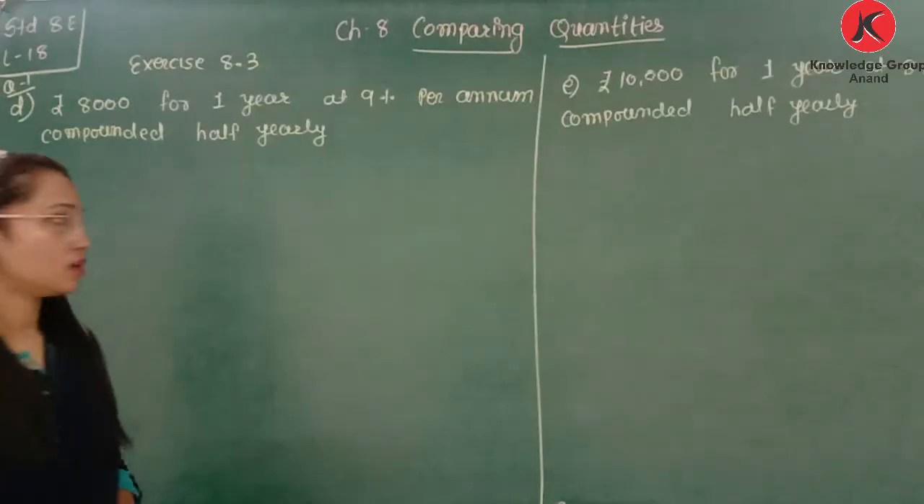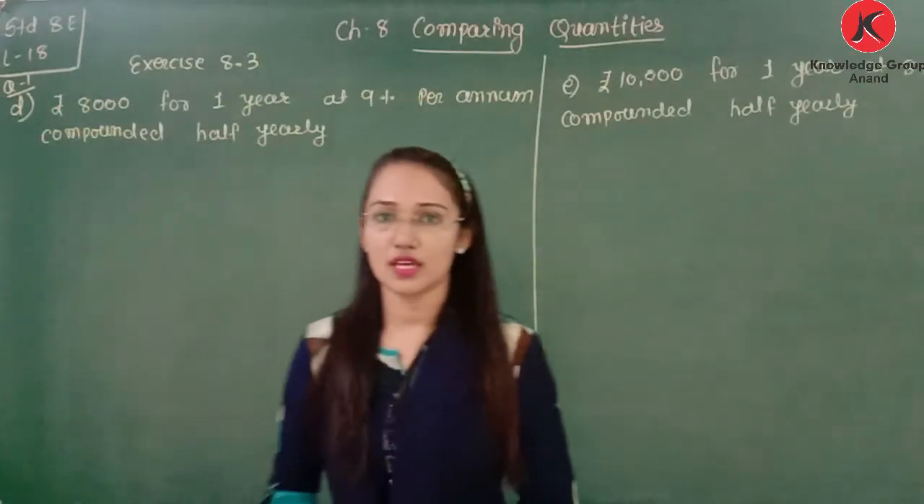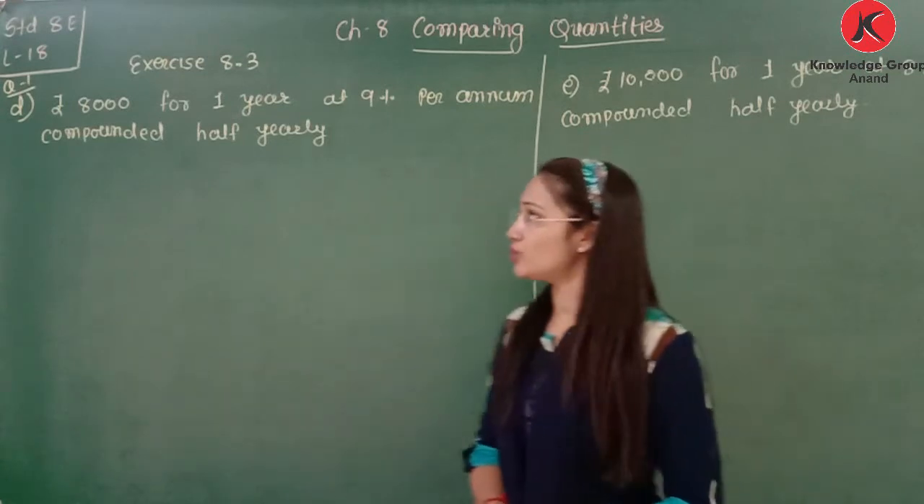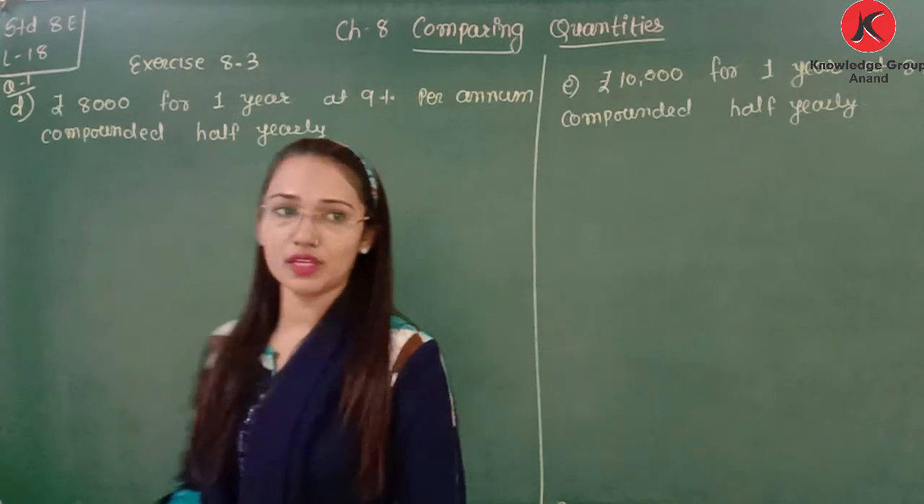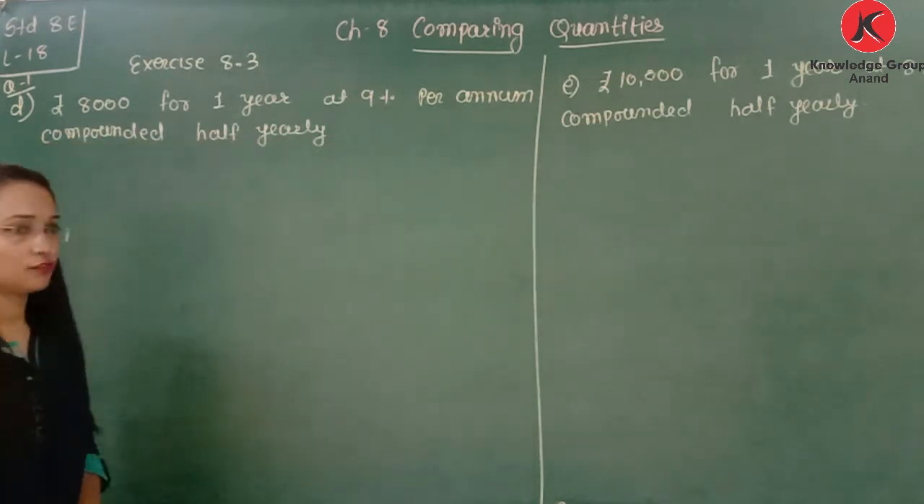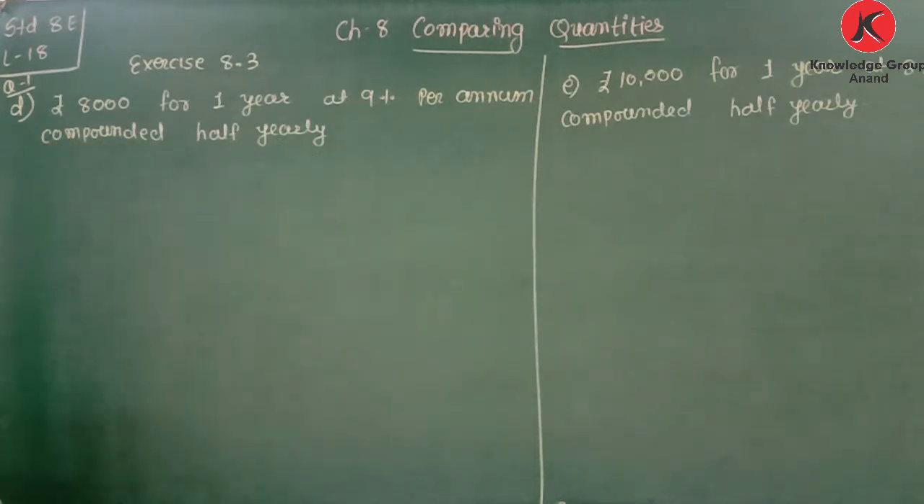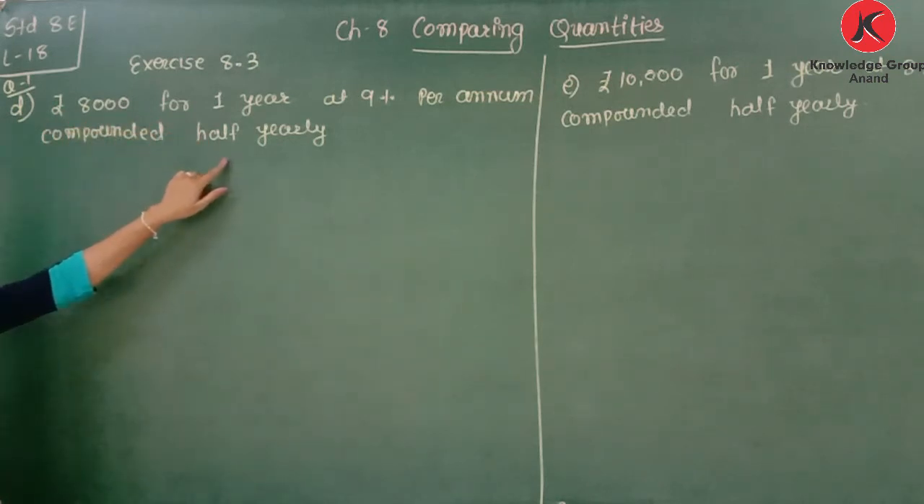My friends, previously we started exercise 8.3 and completed question number 1, parts A, B and C. Today we will continue exercise 8.3 with part D, that is rupees 8,000. Here we need to find the compound interest and amount. So rupees 8,000 for 1 year at 9% per annum compounded half yearly.